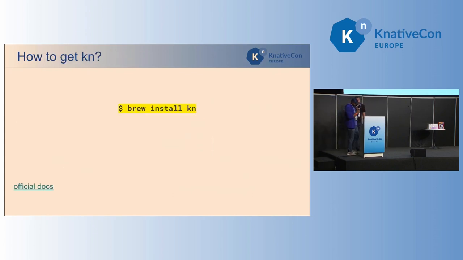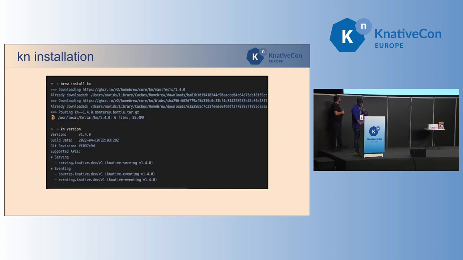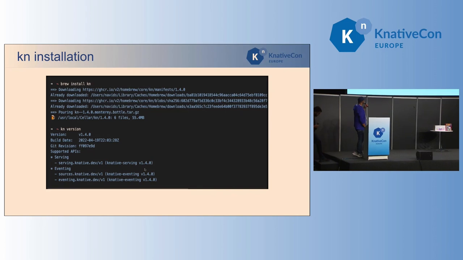All right. So why is KN a one-stop shop? We'll see how to get started with KN and Knative in a few minutes. This is how you install KN. We have it registered on Brew package manager. You just do brew install kn, and it gets you KN installed. As you do kn version, you can see what Knative serving and eventing versions it supports. Note that this is showing the versions of serving and eventing that we support, not the ones that you have installed.